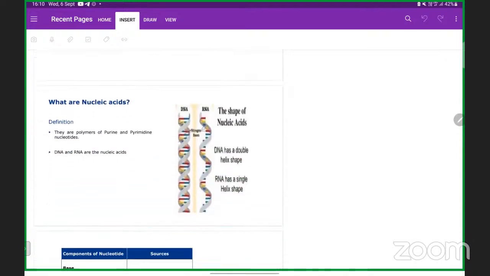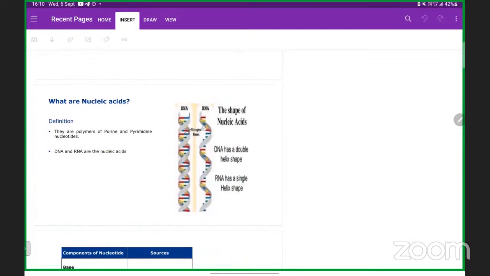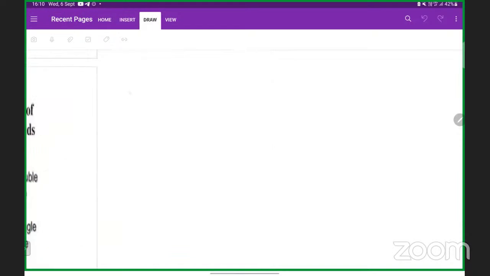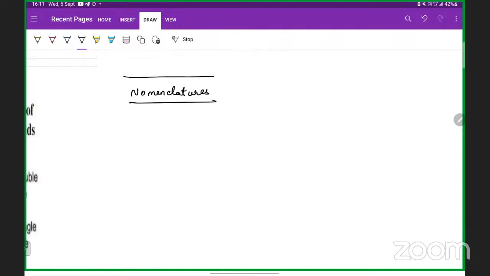So what is nucleic acid basically? Nucleic acid is nothing but a polymer of purines and pyrimidines. What are these purines and pyrimidines? All these are Greek and Latin words, isn't it? So I'll tell you, first let's see the nomenclature. How are these structures named? That is what we are going to see first.